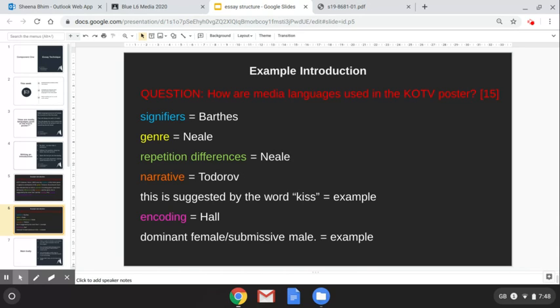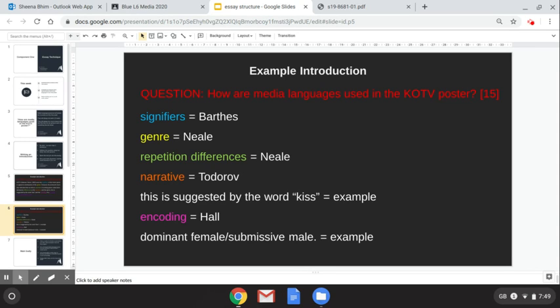When it says this is suggested by the word kiss, that's an example directly, a clear example from the text that is being studied. The word encoding comes from Hall. And then we have dominant female and submissive male. So there is another example. So I've managed to fit in 5 bits of theory and 2 examples into my 2-sentence introduction.